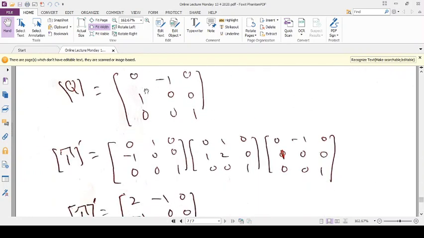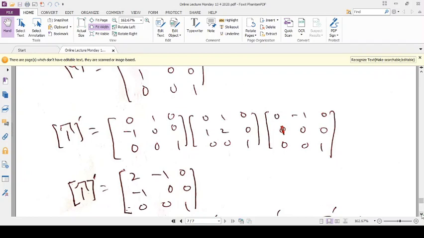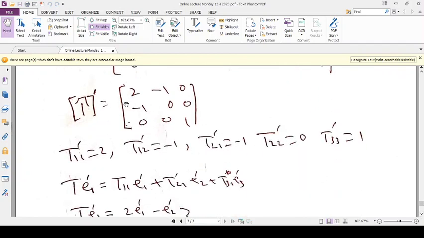So Q is given, this is the formula Q transpose T Q, and when you multiply this, you will have 2, minus 1, 0, minus 1, 0, 0, 0, 0, 1, simply in a simple manner. Now T11 dash equals 2, T12 dash minus 1, T21 dash minus 1, T22 dash 0, T33 dash 1, and T13 dash, T23 dash, T31 dash, T32 dash all will be 0.